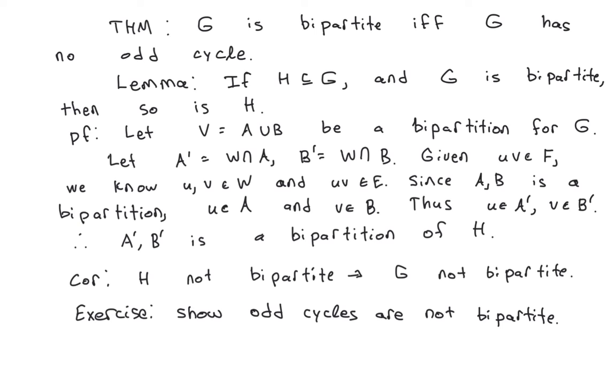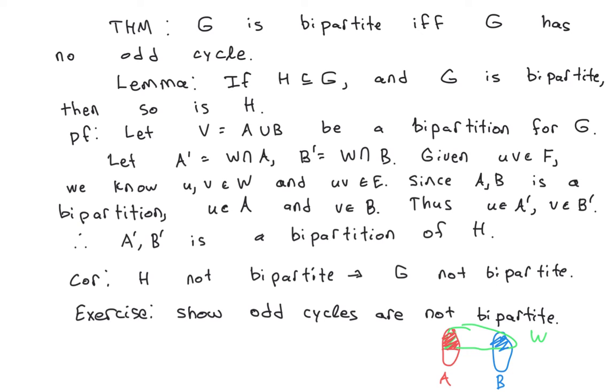So you let V have a bipartition into A union B. And then the idea is that you intersect with the vertices of your subgraph, W, to get an A prime and a B prime. And then the claim is that this forms a bipartition for the subgraph.